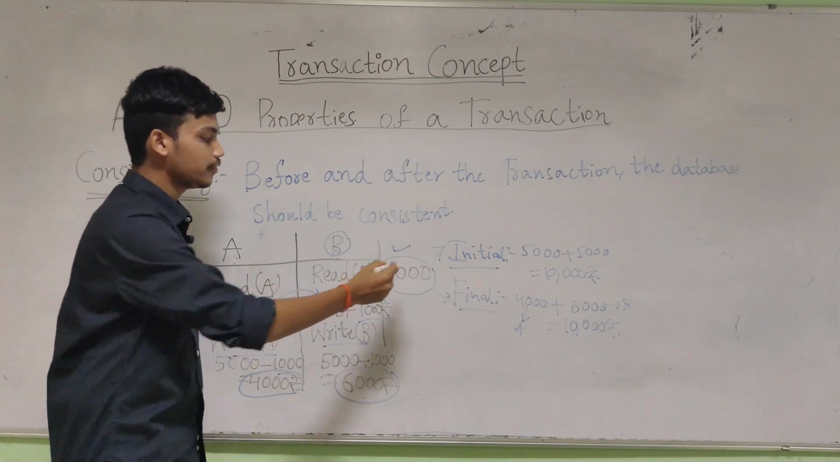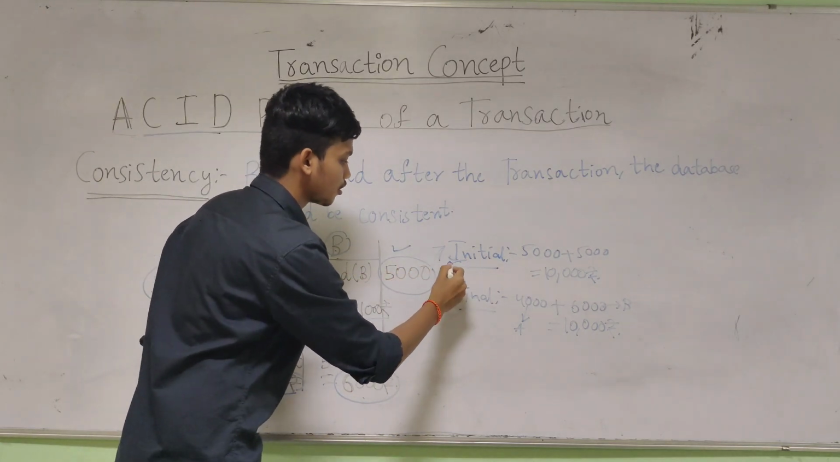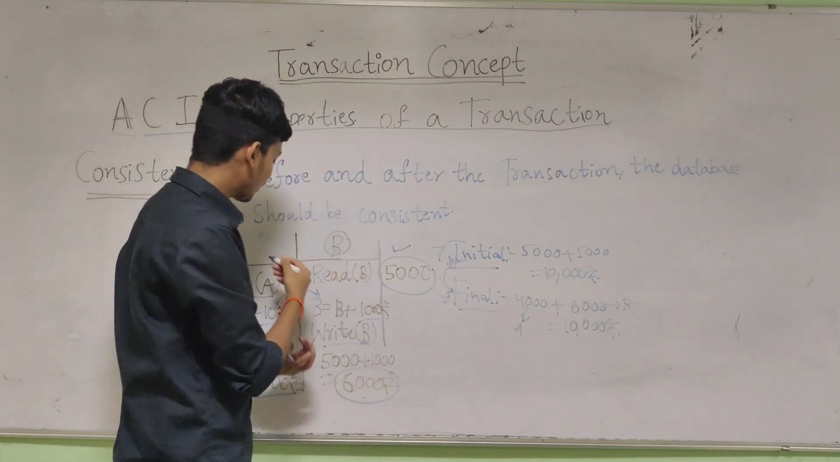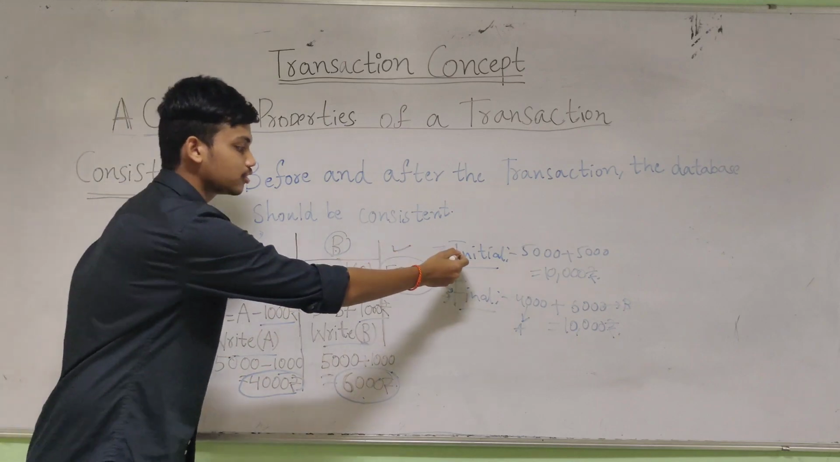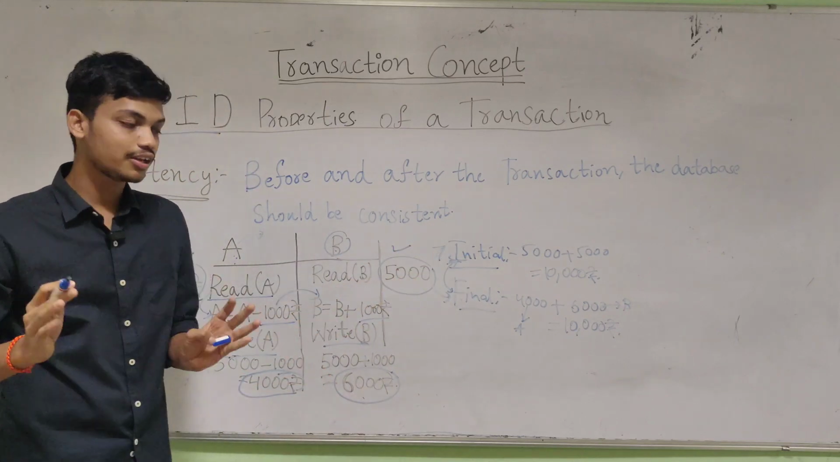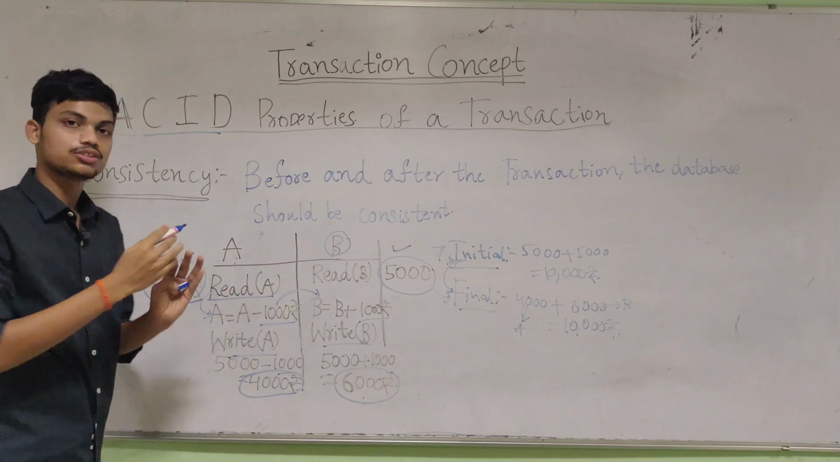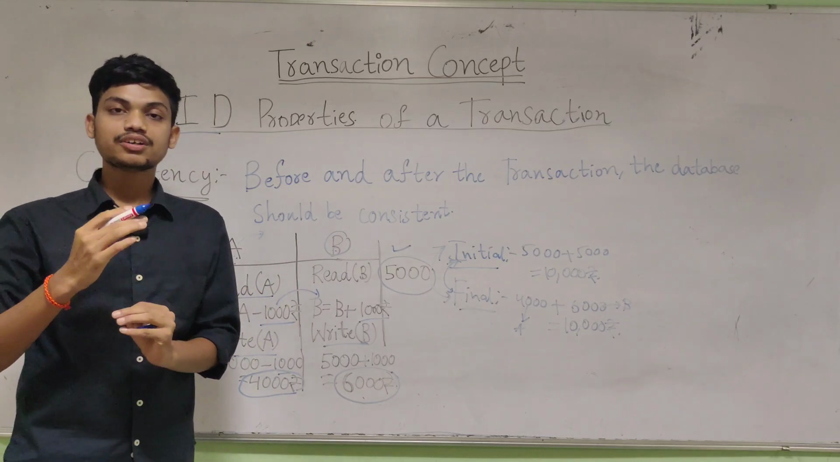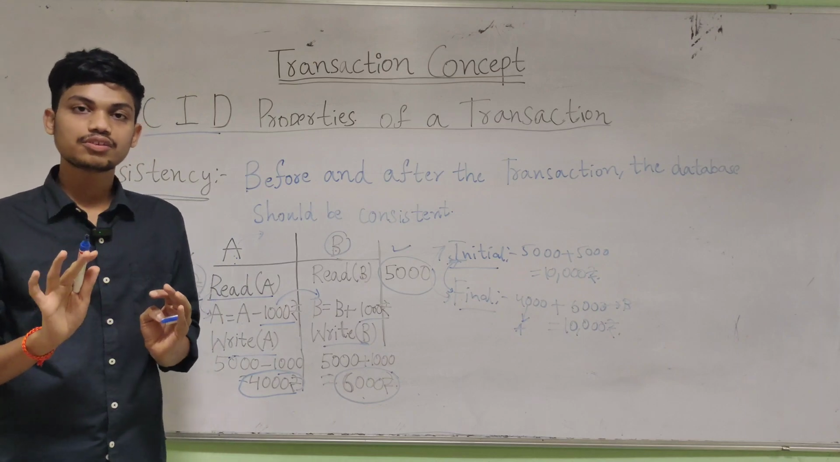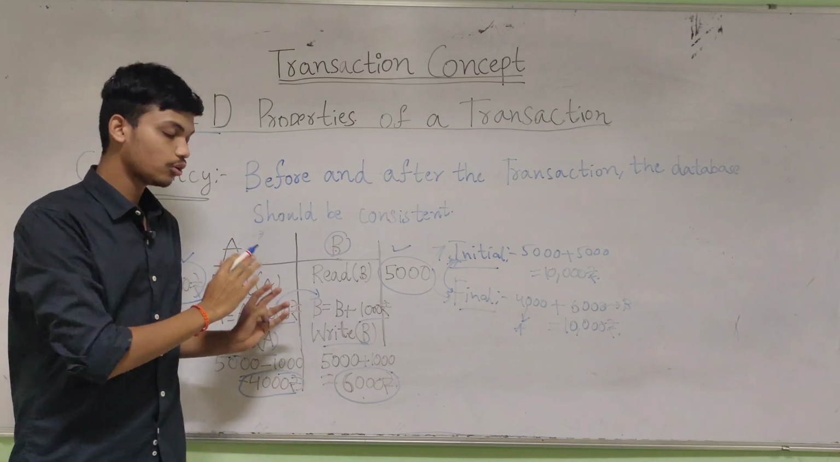Let us say if after the transactions A and B, the two values are different, then that means these two transactions led to inconsistency of the database. So our transactions should follow consistency of the database. This is the overall motto. Note this down.